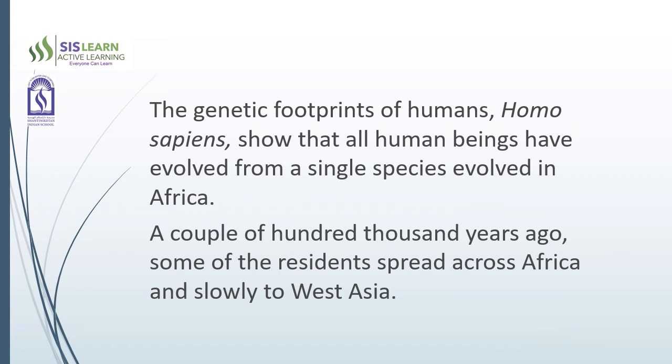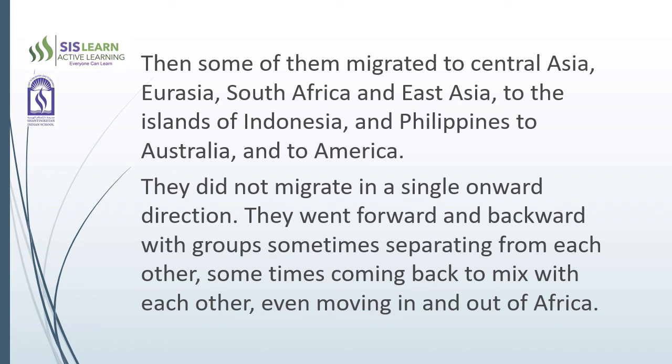The genetic footprints of humans, Homo sapiens, show that all human beings have evolved from a single species that evolved in Africa. A couple of 100,000 years ago, some of the residents spread across Africa and slowly to West Asia. Then some of them migrated to Central Asia, Eurasia, South Asia, and East Asia, to the islands of Indonesia and Philippines, to Australia and to America.